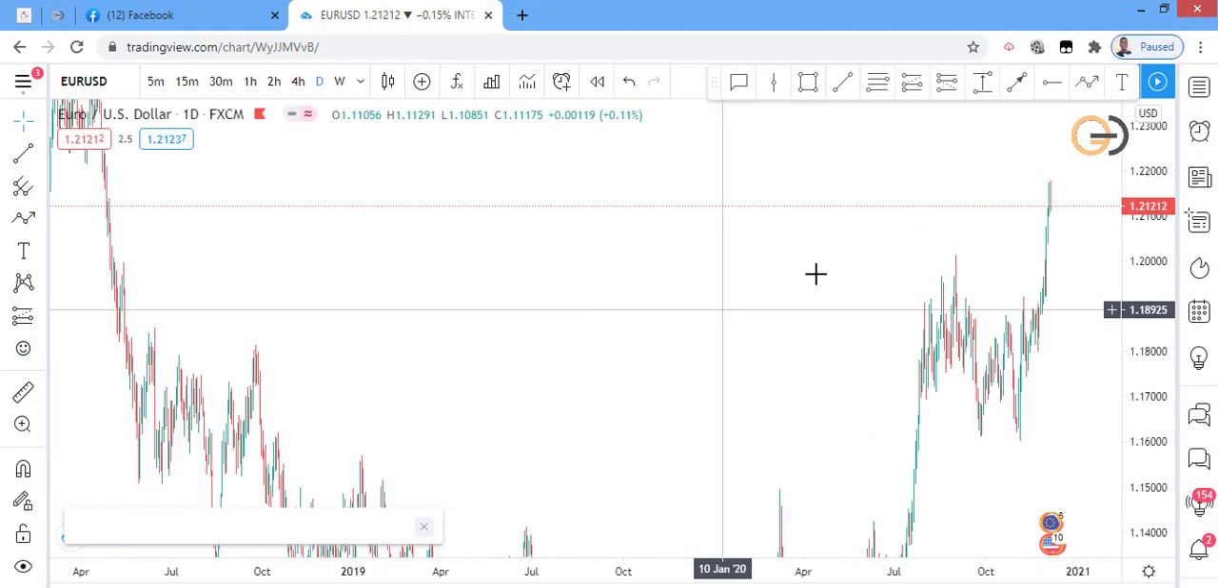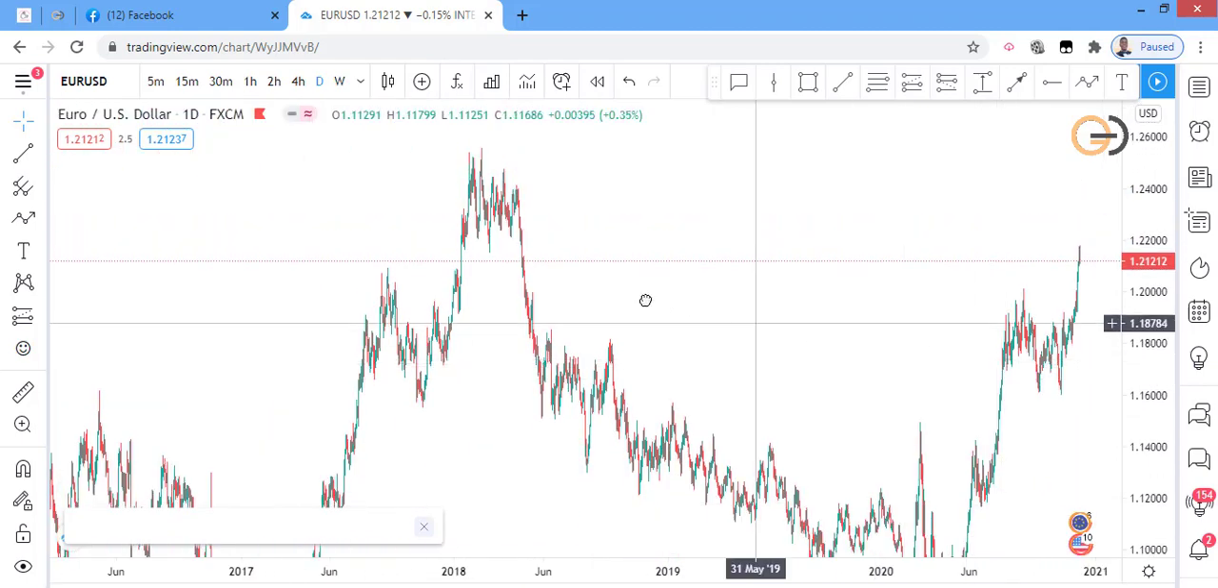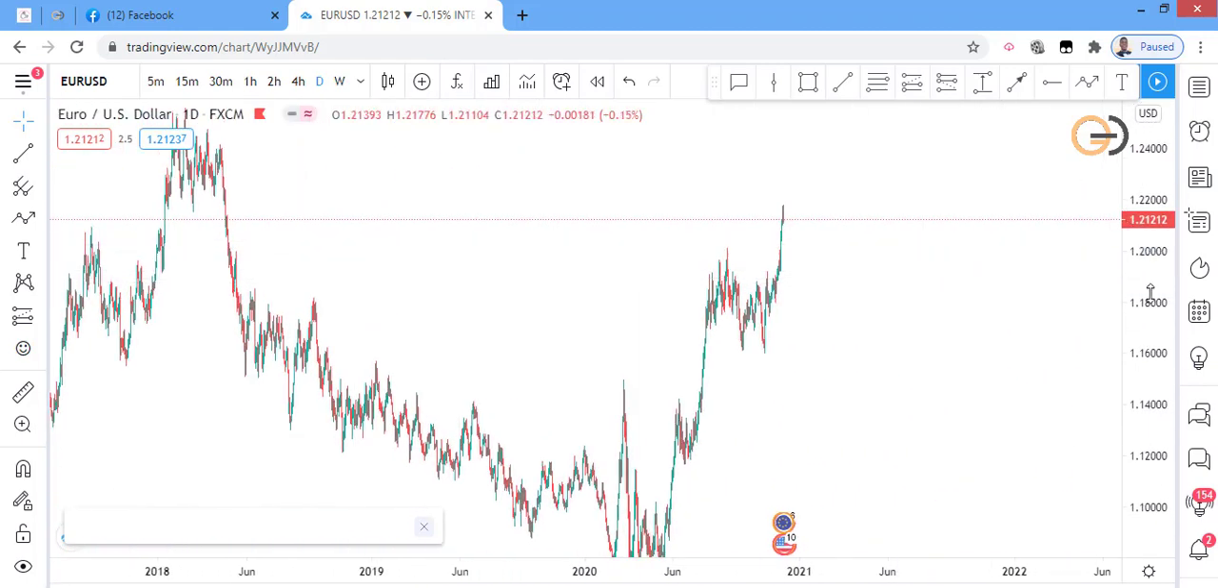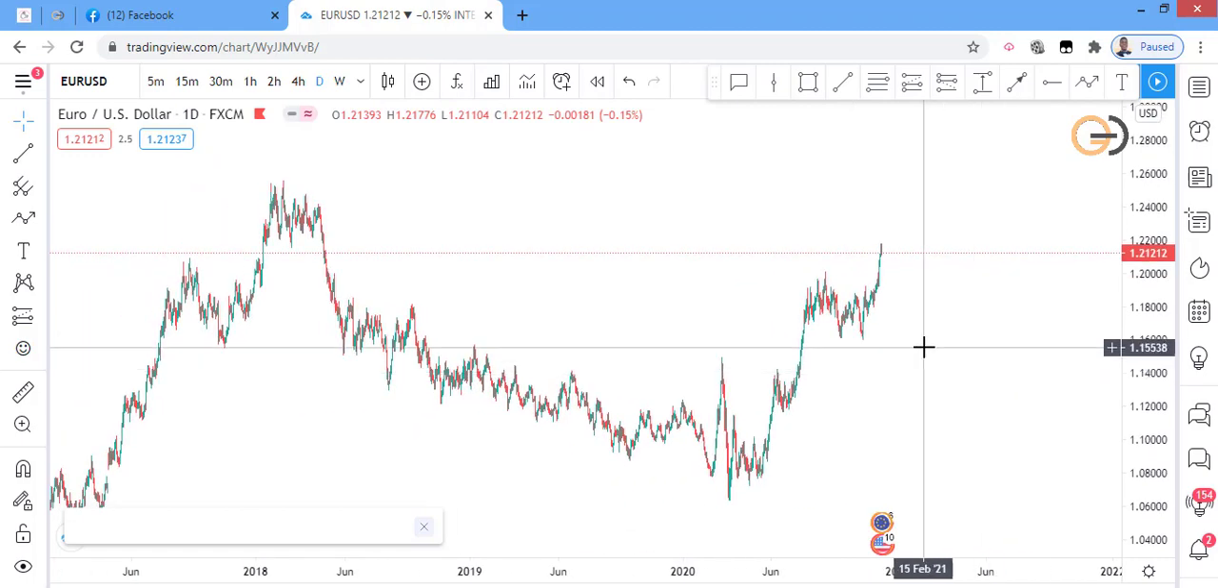Alright, so I'm zooming out. So when we talk about technical analysis, we're talking about looking at the market, its overall direction, and then from there we can take a decision on where the market is going next.